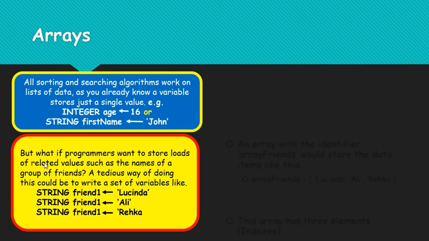So what if programmers wanted to store loads of related values, such as the names of a group of friends? A tedious way of doing this could be to write a set of variables like this. So we'd have to declare each variable. Oopsie daisy, I've made a mistake there.